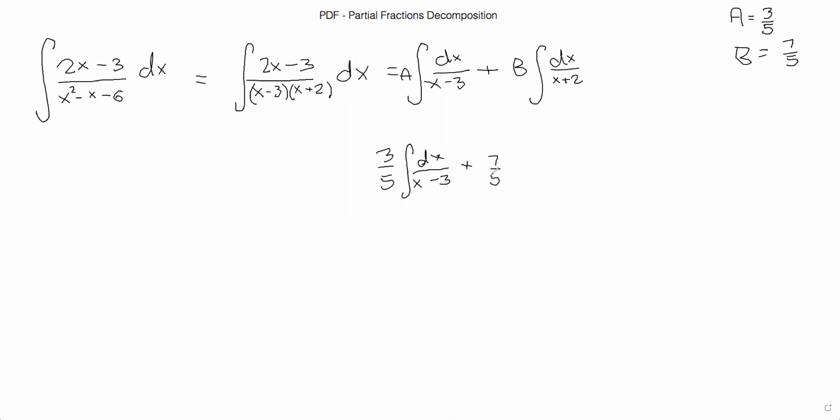B is 7/5. B times the integral is going to be 7/5 times the integral dx over x plus 2. So this is a simple u substitution problem. We can actually do this one in our heads. So if u is x minus 3, that means du is just going to be dx. We don't have to do any manipulation whatsoever, which means we're going to get du over u. That's going to be natural log of u. So we're going to have 3/5 times natural log of our denominator, natural log of x minus 3.